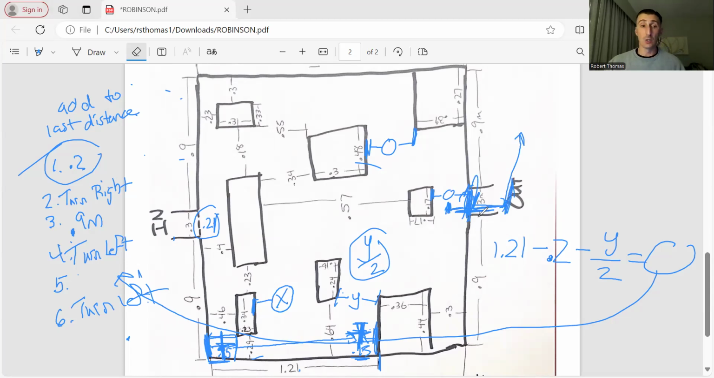Okay? Take your time. Make sure your list is nice and neat. Your list of distances. You're getting a list of distances and turns. So the list should only say meters and left or right. That's it. Okay? Take your time through the map.